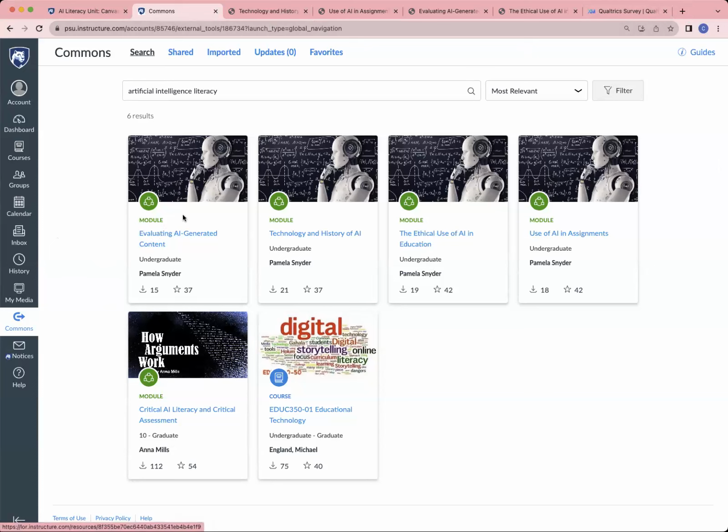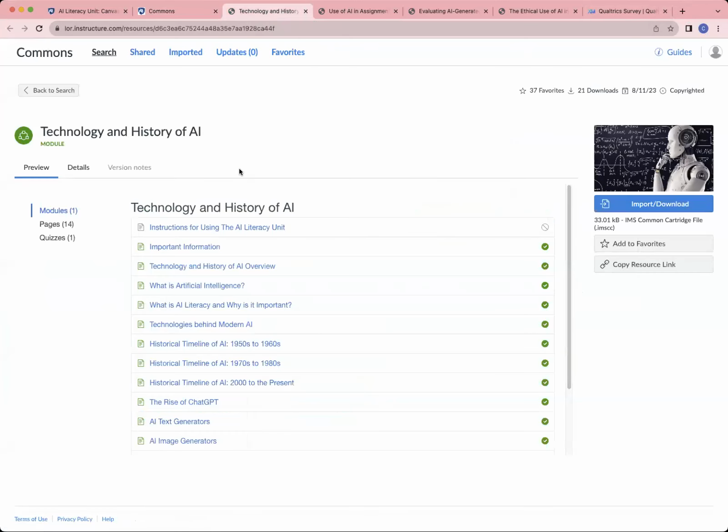You can kind of click right into the content and see what's in the modules and everything that's included here. So please do that just to familiarize yourself, but I'll run through that real quick with you now. And I will start with technology and history of AI. I'm going to go really quickly through this because you can review this yourself. I just want to give you a kind of a taste for what's in here.